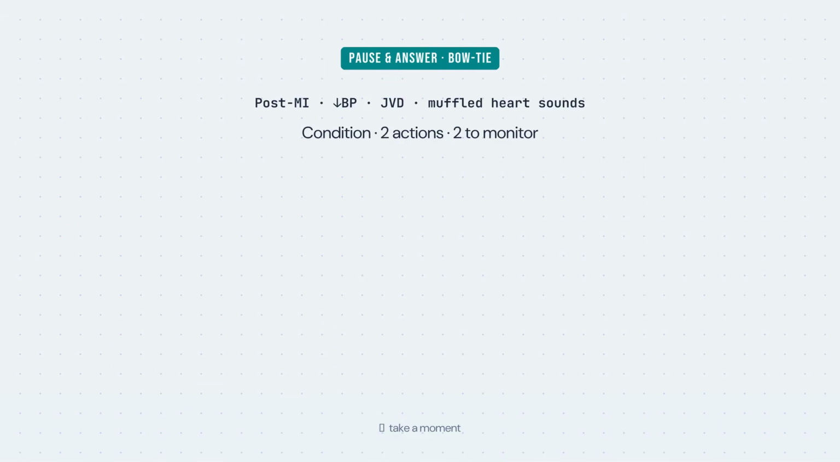Pause for a bow tie. Your post-heart attack patient develops hypotension, jugular venous distension, and muffled heart sounds. Choose the condition, 2 actions to take, and 2 parameters to monitor.